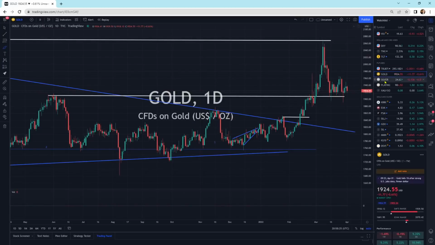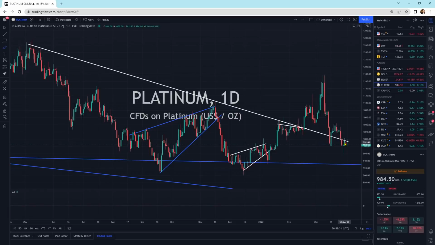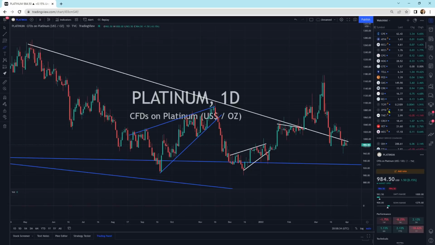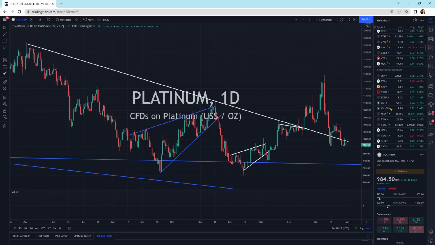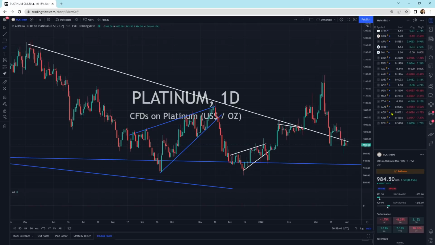And we've got gold moving sideways, silver moving sideways, and platinum moving sideways. I do like platinum though. Platinum is the one I like. I'm going to go down here to the ratios, looking at the ratios when I get there.